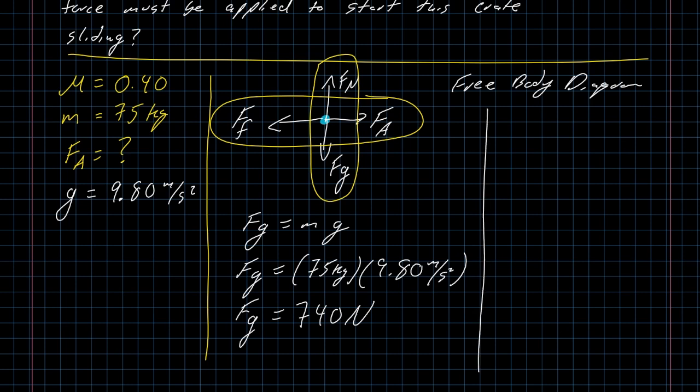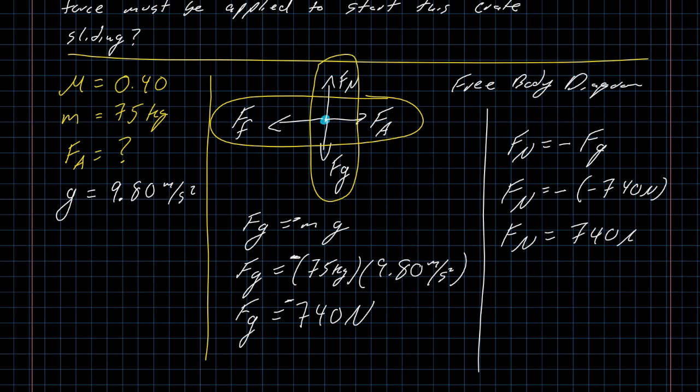Next, I know that the normal force is the opposite of gravity. And while I didn't mark it down here, the way that I've drawn this figure, gravity is kind of pointing downward, which we usually take as the negative direction. So the normal force, which is the negative of gravity, is going to be the negative of negative 740 newtons, which is positive 740 newtons.